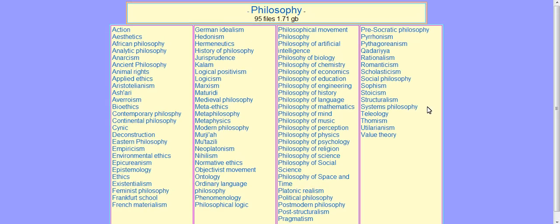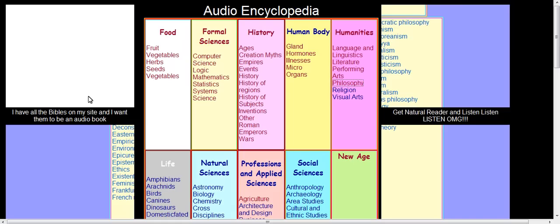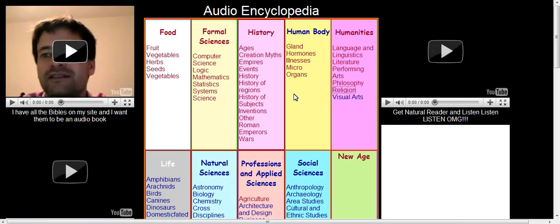Whatever. This is all the different kinds of philosophy. You have philosophy, economics, education, engineering, history, language, music, perception, physics, psychology, religion, science, applied ethics, deconstruction, and so on. And they all have a timeline. They were all invented at a certain time.